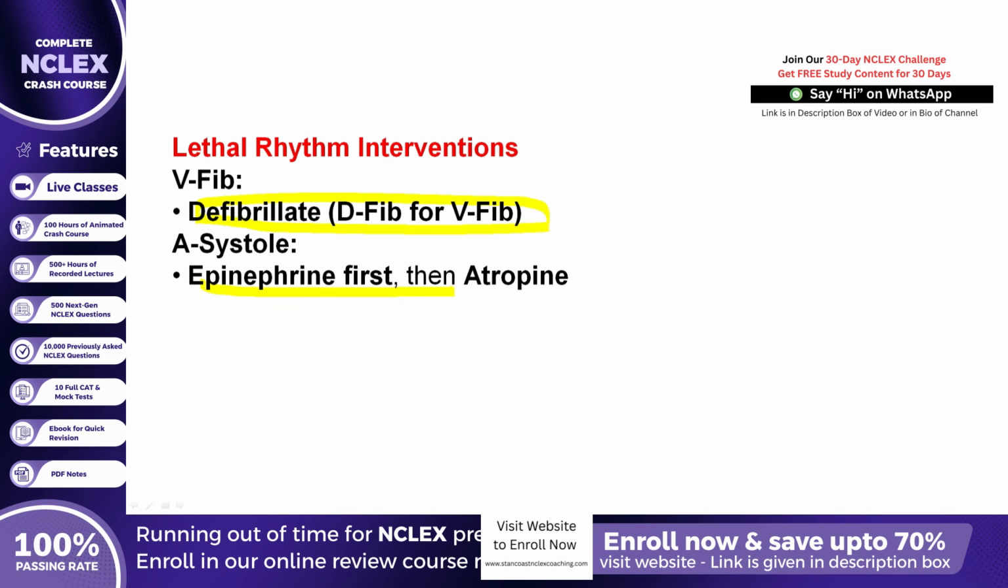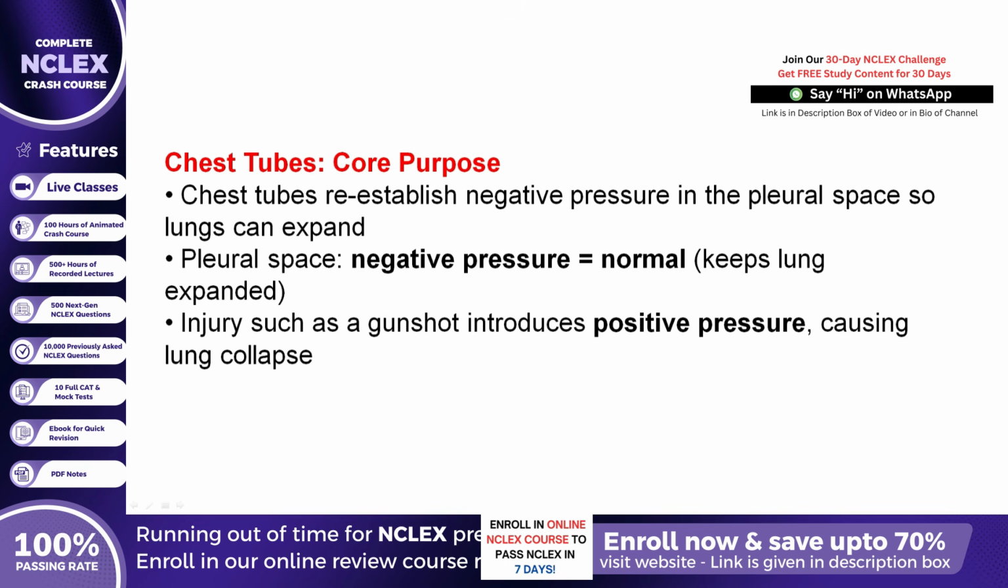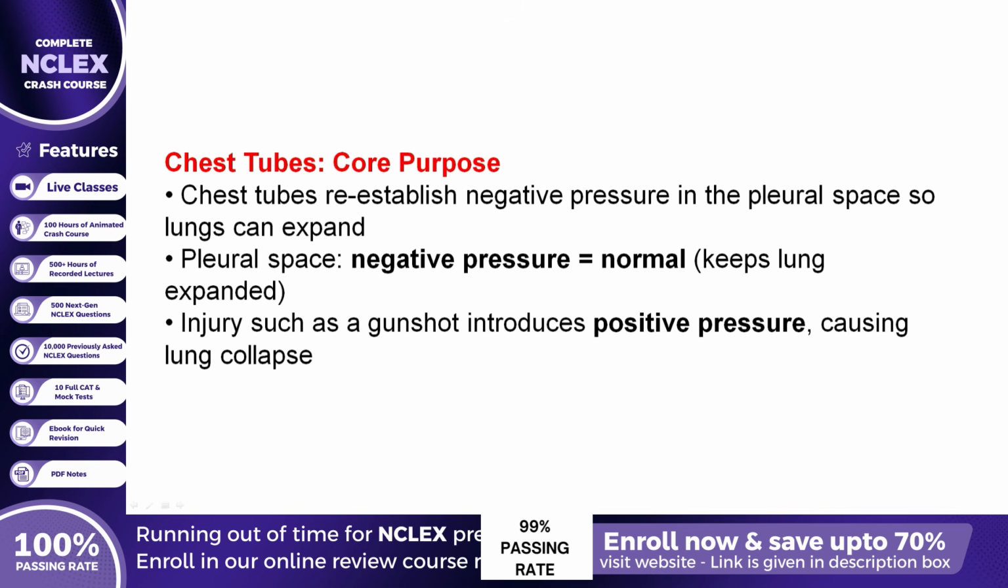As we begin this topic, let us first understand the core purpose of chest tubes. Chest tubes re-establish negative pressure in the pleural space so the lungs can expand. And this is essential because the pleural space normally maintains negative pressure that keeps the lung expanded. When there is an injury such as a gunshot, it introduces positive pressure, and that positive pressure causes the lung to collapse.